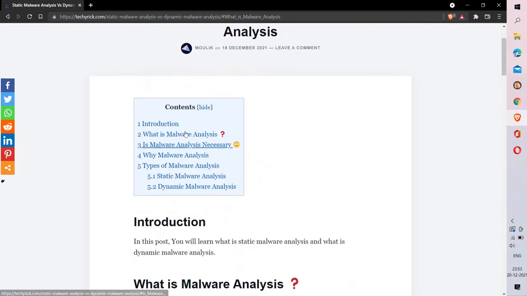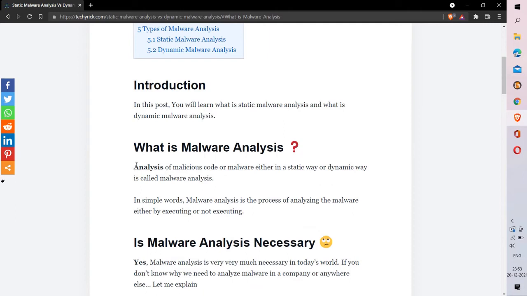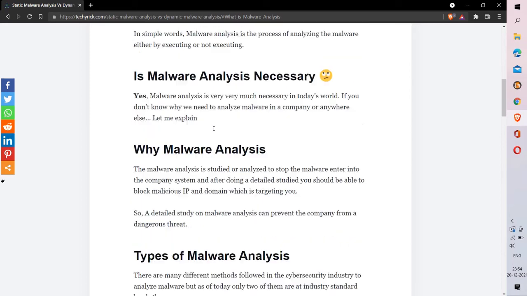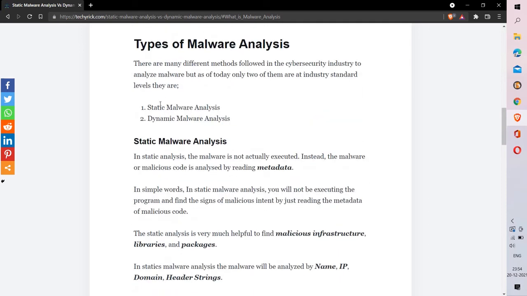Yeah, that's it about what is malware analysis. Malware analysis is analyzing the malicious code or malware in two different ways. There are many ways to do malware analysis, and different ways are found in the IT industry, but the two standards are the static way and the dynamic way. In some companies they use both static and dynamic together. So we have seen the two major malware analysis methods, static and dynamic.